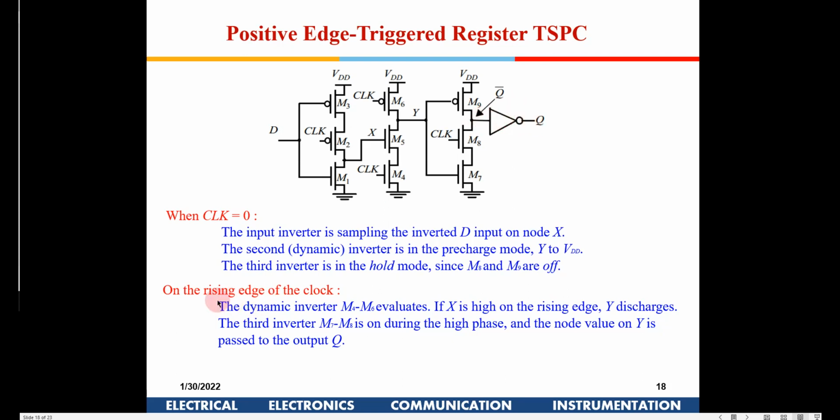Now during the positive edge of the clock, this transistor will be switched on here. So for this output, if X is 0, then this will continue to remain 1, and if X is 1 here, then this will be discharged to 0.